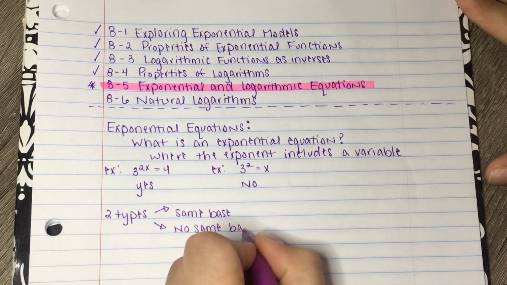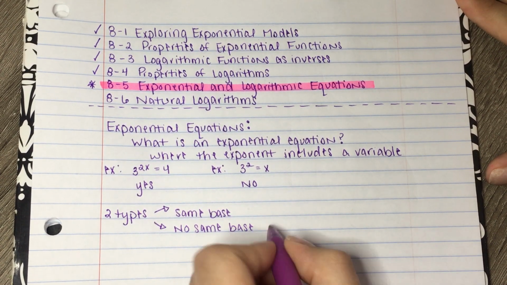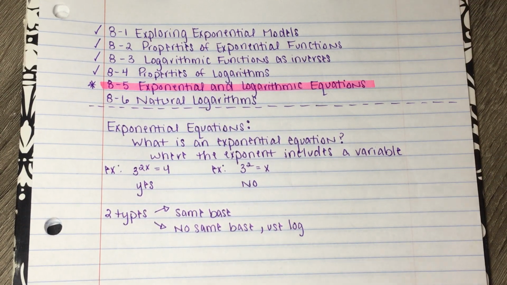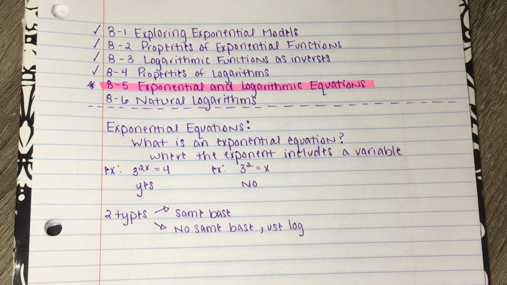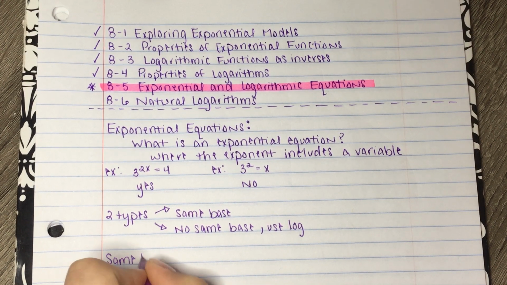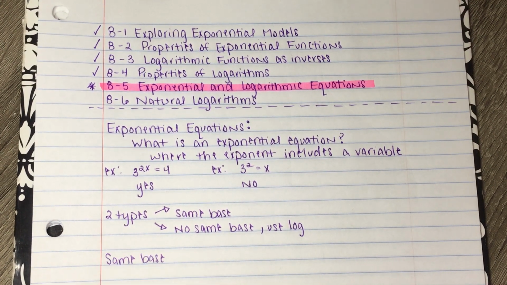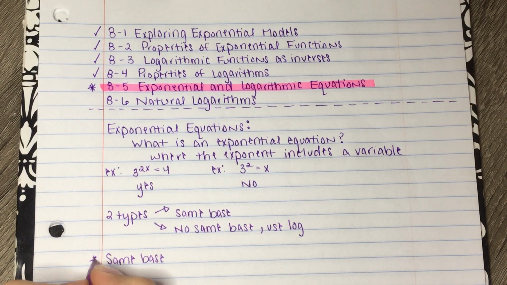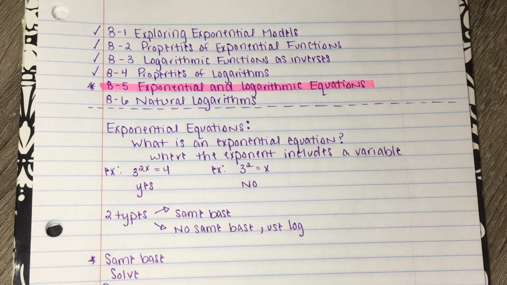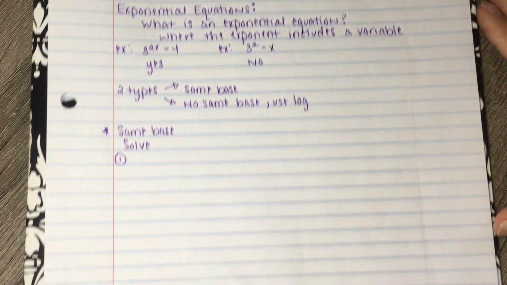So when we cannot get the same base on both sides, that's when we're going to use our logs to get that x out of the exponent. I know that maybe doesn't make much sense right now, but we're going to start off and look at this first type, and that's going to be with our same base. We're going to start the numbering here at 1, and our directions are going to be solve. So here we are, number 1, and our directions are to solve.